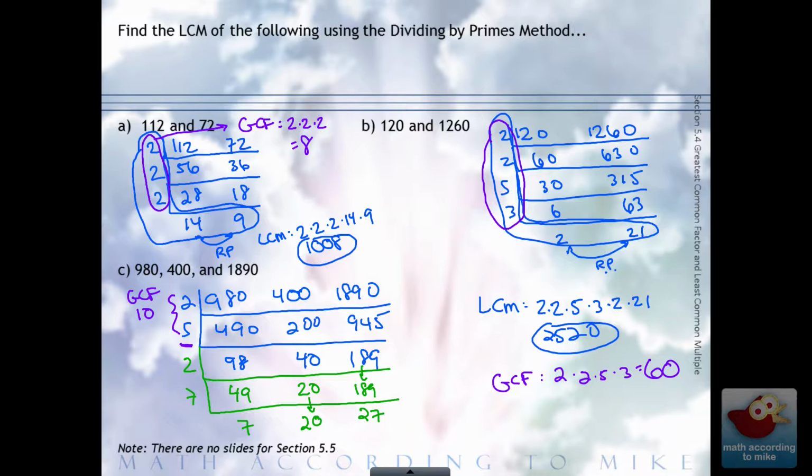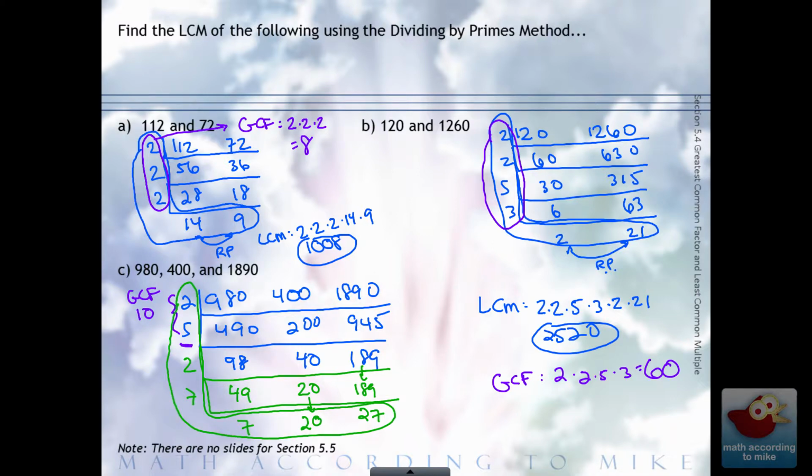Well, 27 is 3 cubed. 20 is 2 squared times 5, and 7 is just 7. So no number goes into any of those pairs. So any pair, 7 and 20, 7 and 27, or 20 and 27 are relatively prime. So this is where we stop for the LCM. And as before, all the numbers on the outside multiplied together give you the LCM.